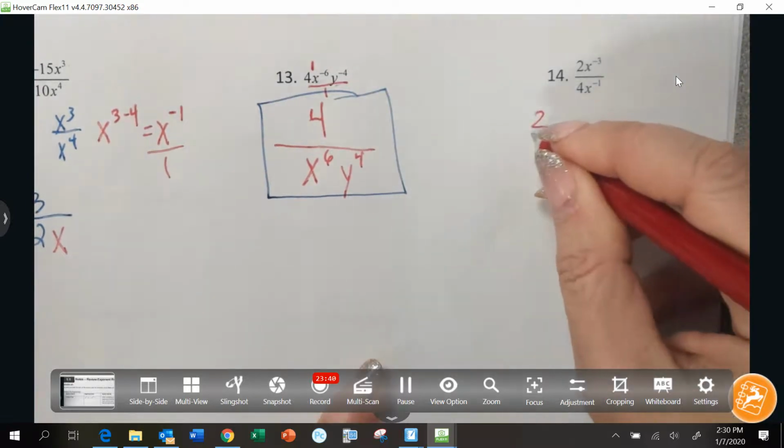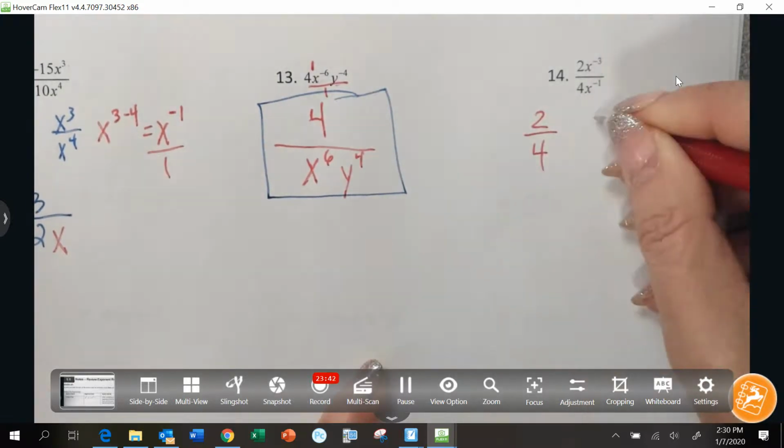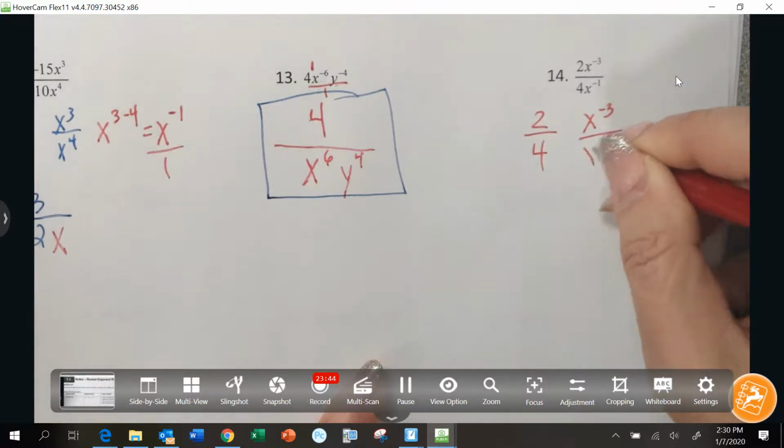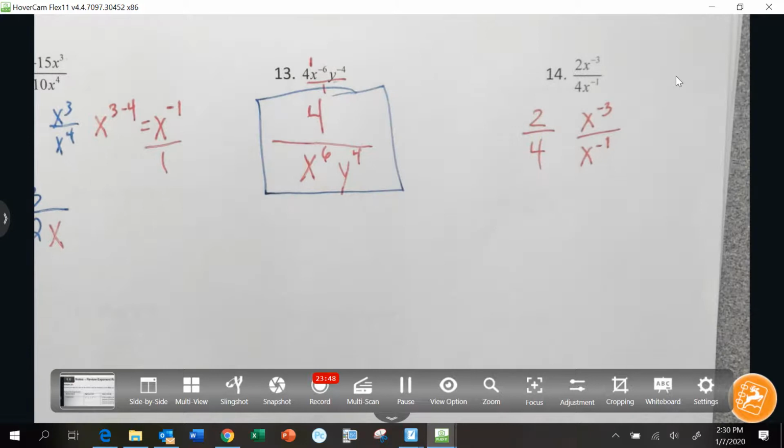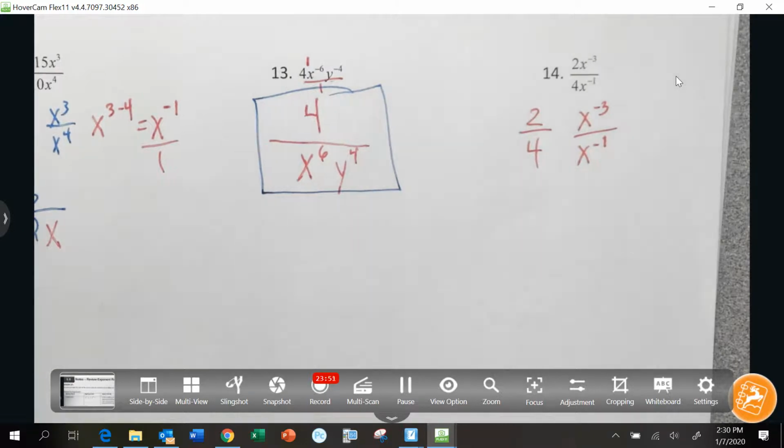Okay, and then the last one. 2/4, and I'm going to do x to the negative 3 over x to the negative 1. Cameron, did you already do this one? Do that one then. Flip it. Did you get an answer? Did you guys do it? Desiree, you got the answer? Not yet?